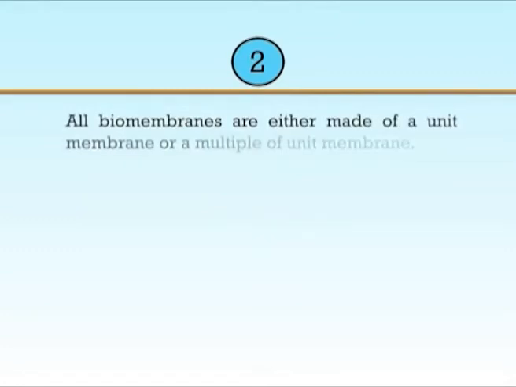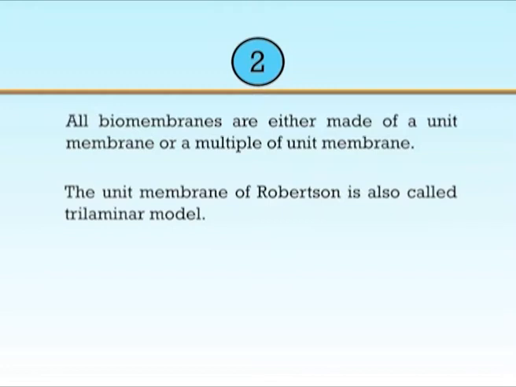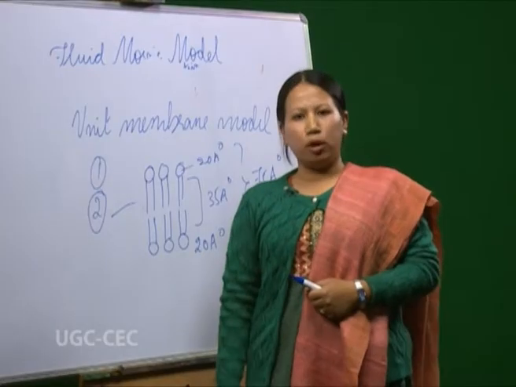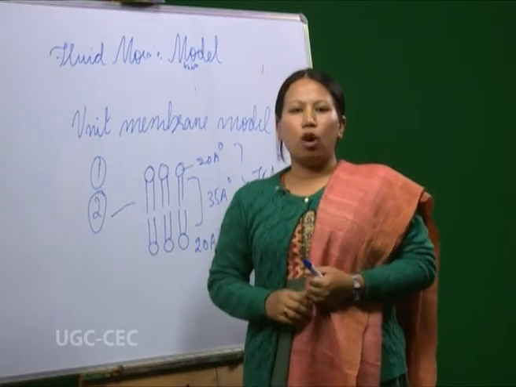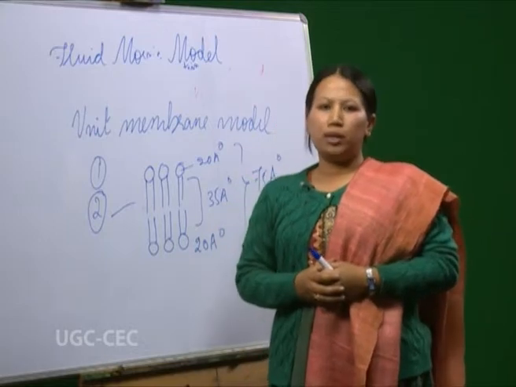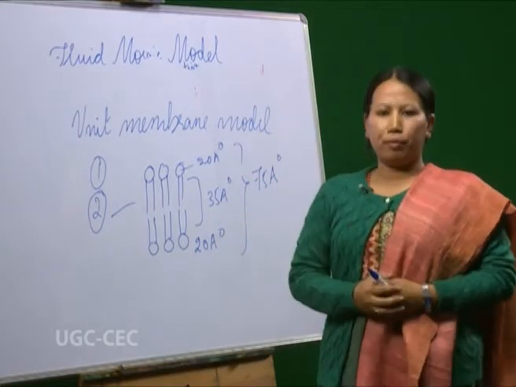Number two, all biomembranes are either made of a unit membrane or a multiple of unit membranes. The unit membrane of Robertson is called the trilaminar model. It has a thickness of about 75 angstrom with a central layer of 35 angstrom thickness and two peripheral protein layers of 20 angstrom each. According to Robertson, if a membrane contains more than 3 layers or is thicker than 75 angstrom, it must be a multiple unit membrane.